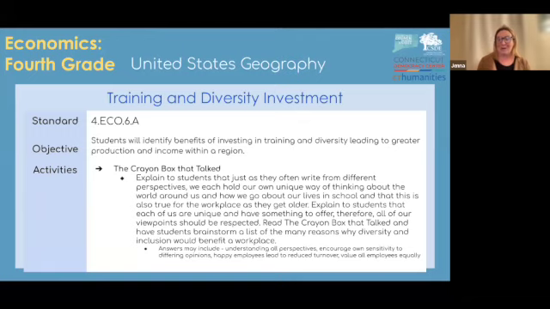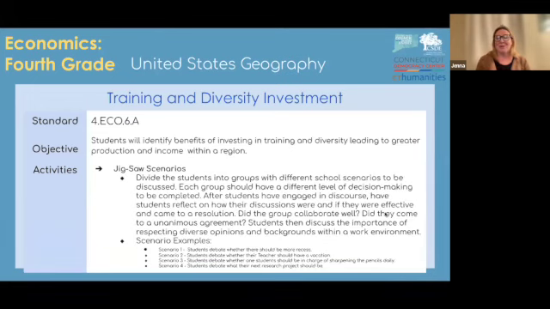So you can read the story, The Crayon Box That Talked, and have students brainstorm a list of the many reasons why our diverse thinking and diverse background experiences might be helpful within a workplace and the many different things that we contribute to it. So our answers might include understanding all of our perspectives, encouraging our own sensitivity to differing opinions, and happy employees lead to reduced turnover, which means they don't want to leave, and creating an environment where all employees are valued equally. You can also jigsaw some scenarios.